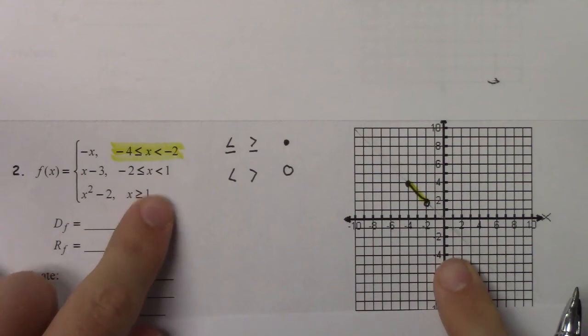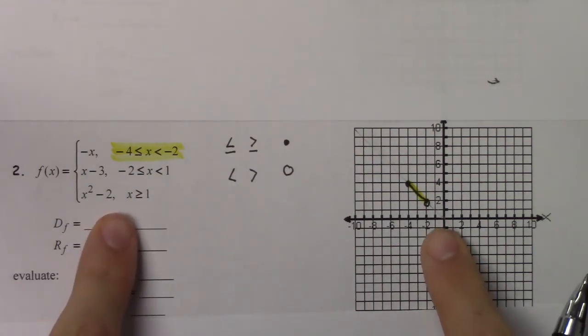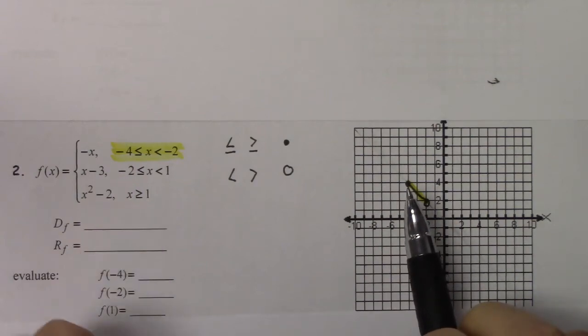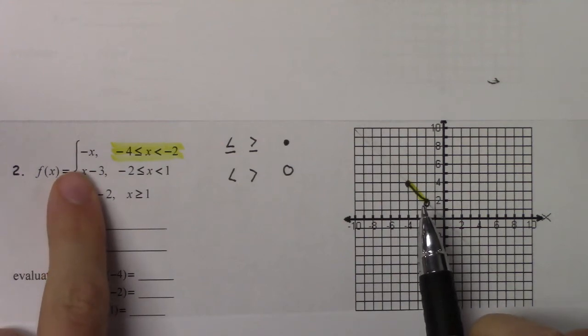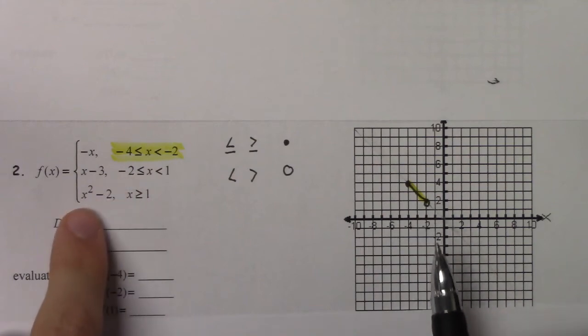This is going to be a little hard to see. I need to try and write a little bigger, I realize that. But I've got an open circle here at -2, and a closed dot at -4. And this portion right here is my graph, y equals -x, but only for these values on the x-axis. I'm going to go ahead and jump to the other part, and I'm going to see if I can pull it off.